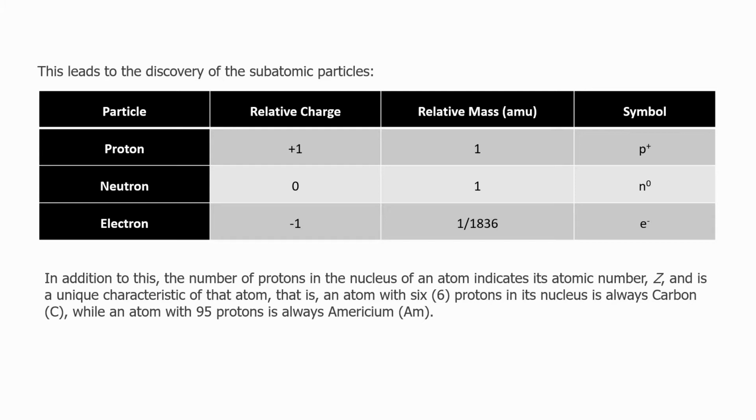In addition to this, the number of protons in the nucleus of an atom indicates the atomic number, the identity of a particular atom. So, any atom that has 6 protons in it is always a carbon, and an atom with 95 protons will always be americium.